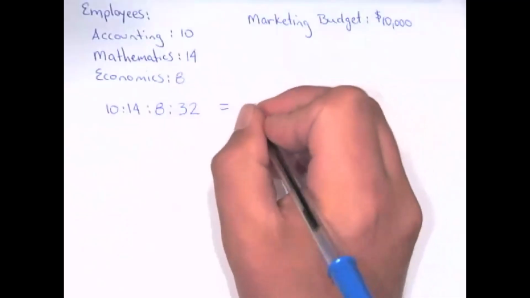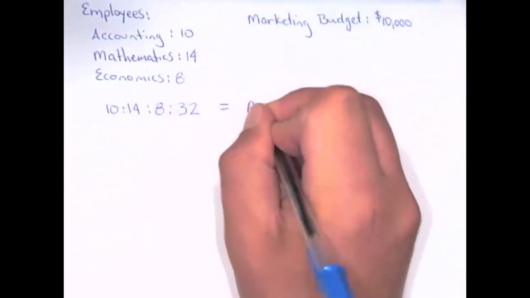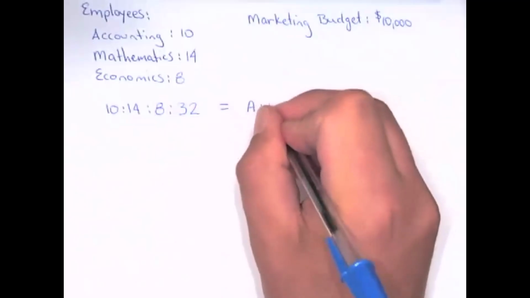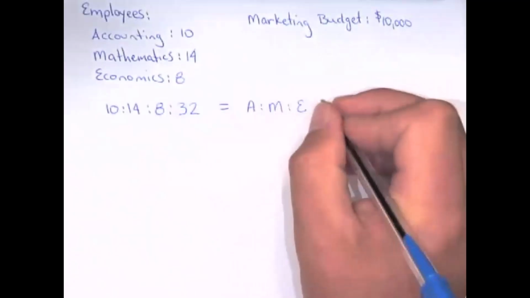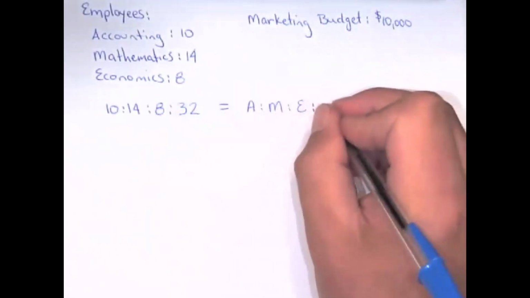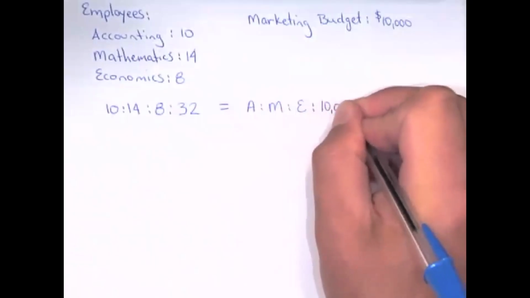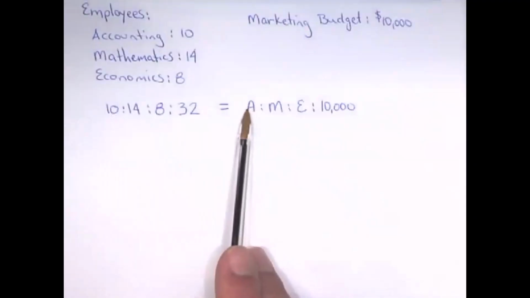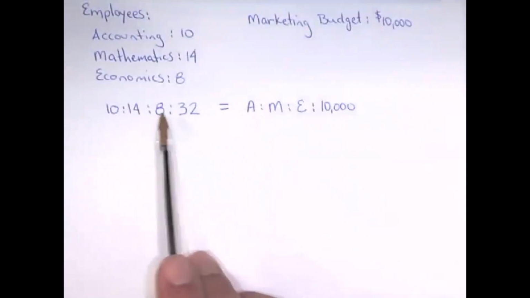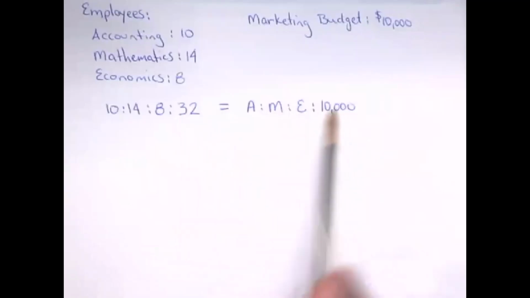the amount that we're going to give to the accountants compared to the amount we're going to give to the mathematicians compared to the amount that we're going to give to the economists compared to our total marketing budget, in this case, $10,000. So we do everything in the same order. Accountants first, mathematicians second, economists third, totals fourth. Now we can pluck these things apart individually and figure out how much to give to each group.